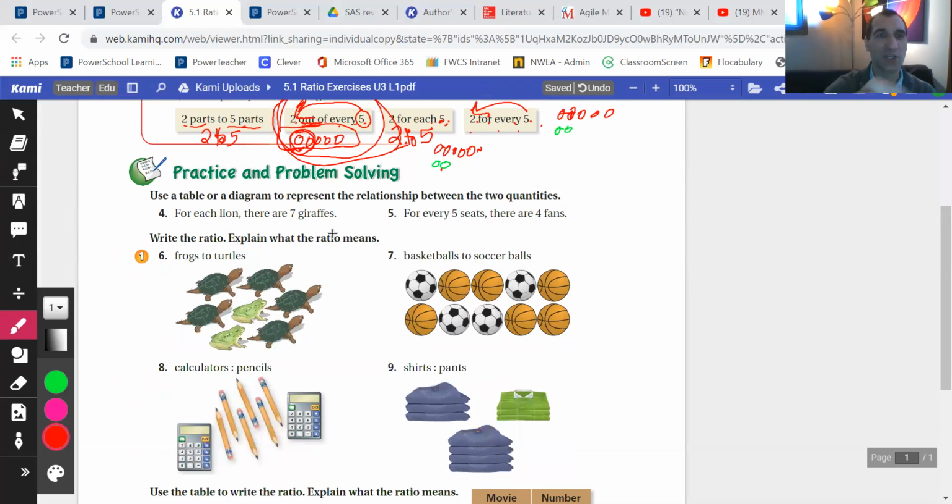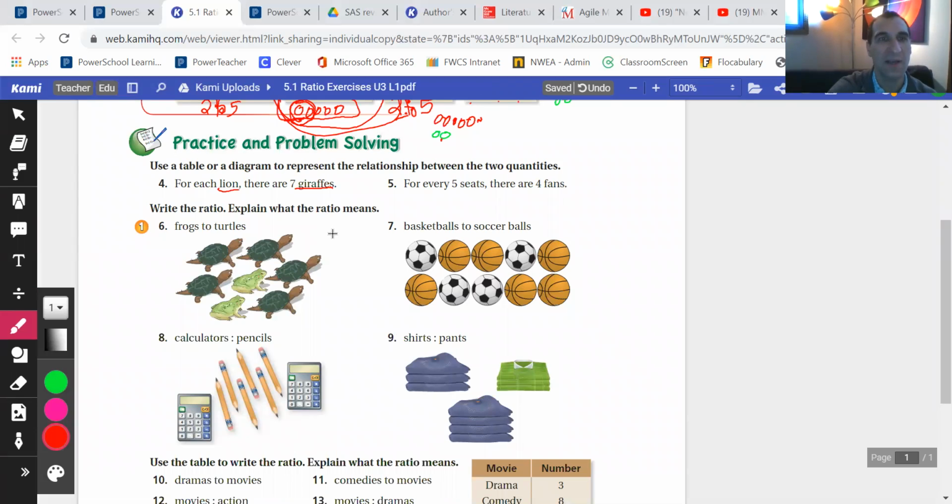Let's look at number 4. For each lion, there are 7 giraffes. And it says, use a table or diagram to represent the relationship between the two quantities. This is called a ratio table. If we make a ratio table, we would say at the top, this is a lion and this is a giraffe. For each lion, so for one lion, there are 7 giraffes. And that's your ratio. Of course, your ratio could be written as 1 to 7 or 1:7. But this is what your ratio table would look like.